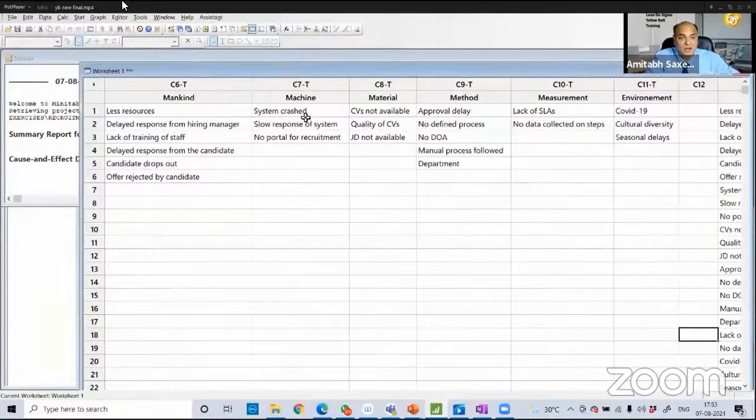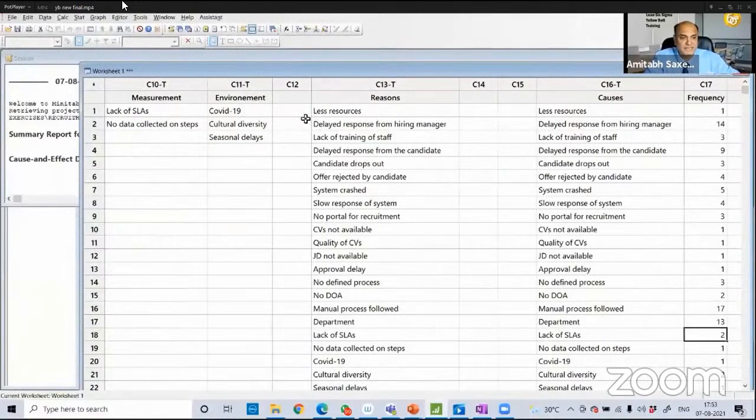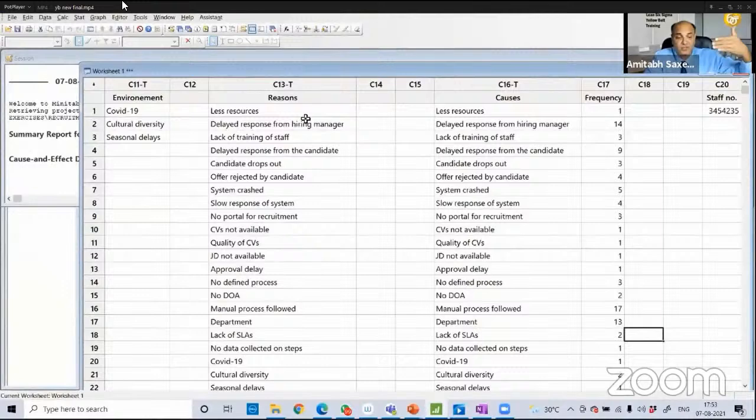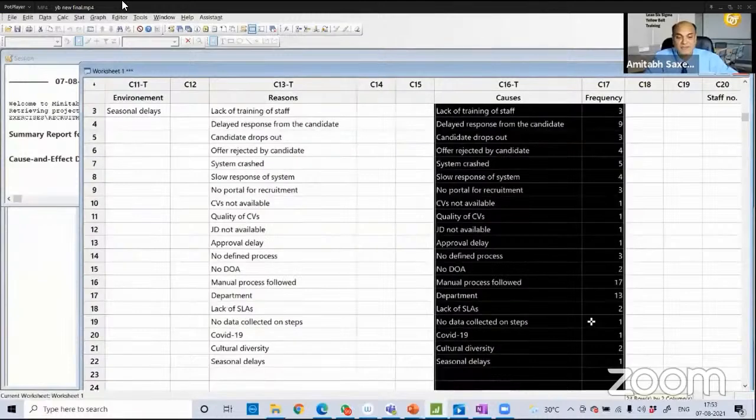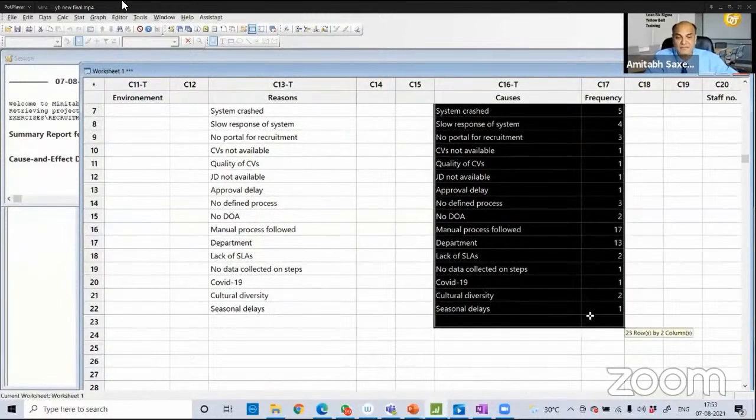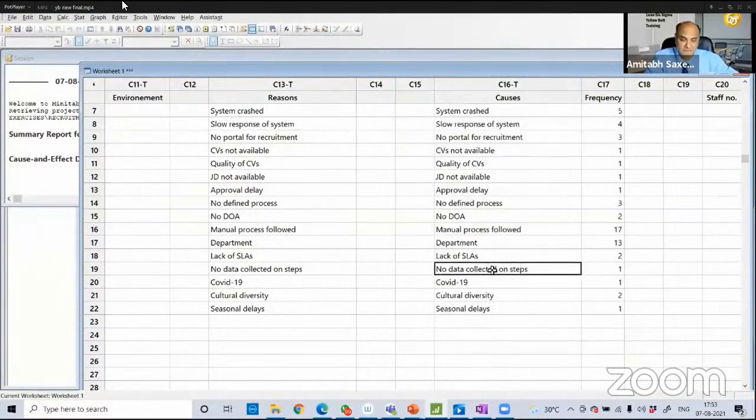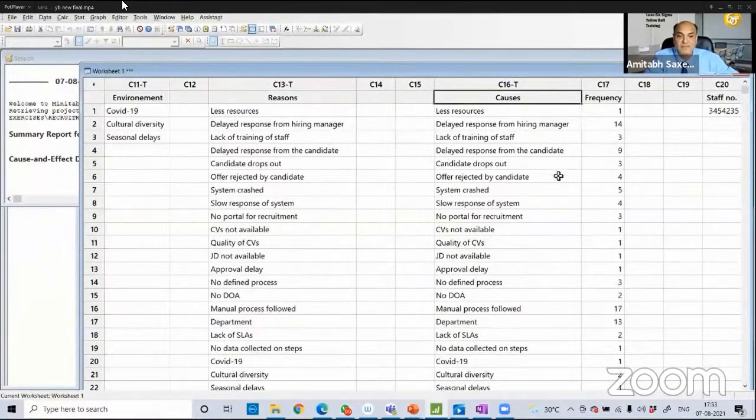I will list it down. Reasons: less resources, delayed response. These are the listed reasons of all the delayed recruitments that happened in the past, say, 1 month or so. And then I do a Pareto analysis, which is occurring most of the time. I list it down here. How many times did less resources occur? 1 time. Delayed response from hiring manager, 14 times.